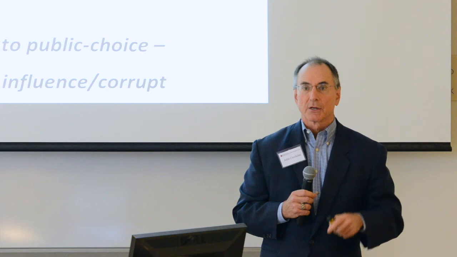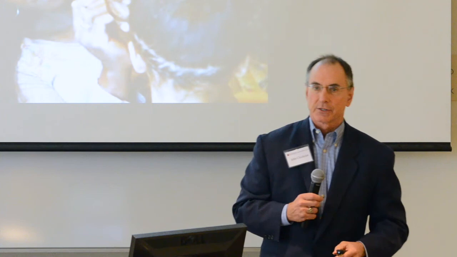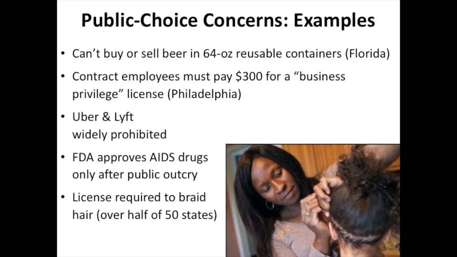Here are specific examples of public choice concerns, and I could go on and on with lots of examples. One in particular that's gotten attention recently is something even President Obama noted before the end of his term, which is that even an activity as innocuous as braiding hair requires a license in over half of the 50 U.S. states.